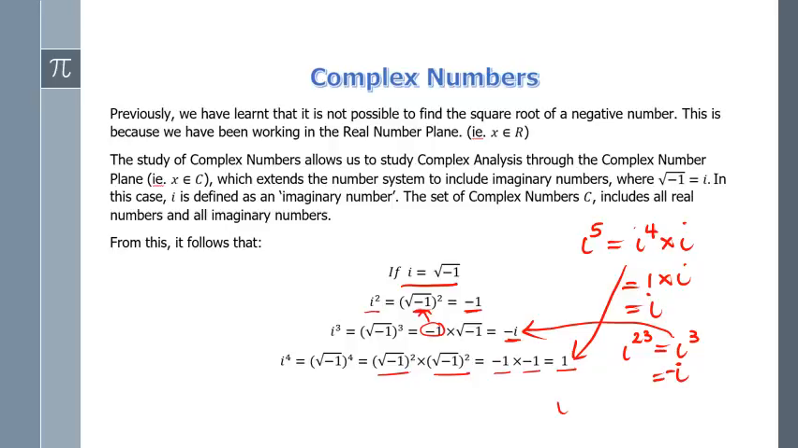If I had i to the 51, how many 4s go into 51? We know that 12 4s are 48, so I've got a remainder of 3. So i to the 51 is the same as i to the 3, which is -i. So you always just divide your index by 4 and see what the remainder is, and then you can evaluate the remainder. The remainder is either going to be 1, 2, 3, it won't be 4. The reason being is that when you divide by 4, if it fits perfectly, you're going to have no remainder.